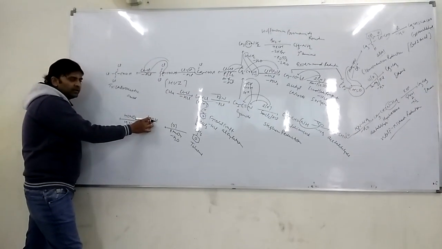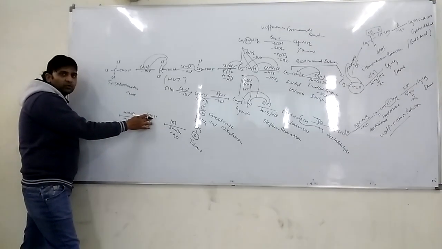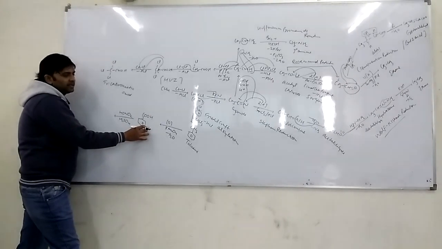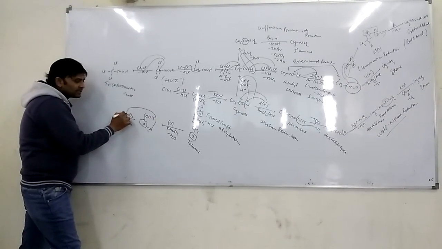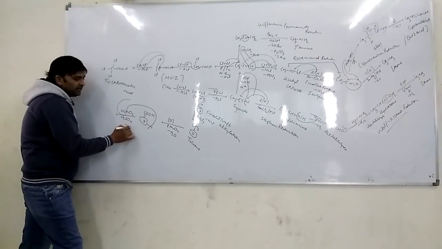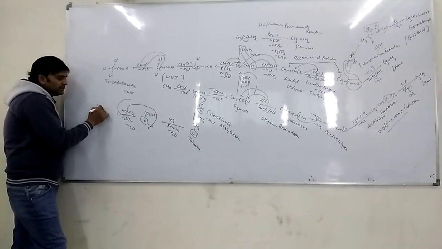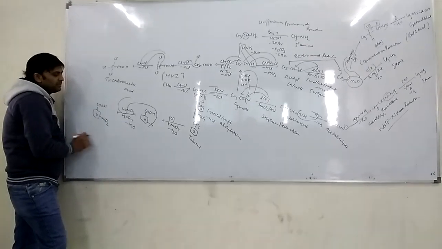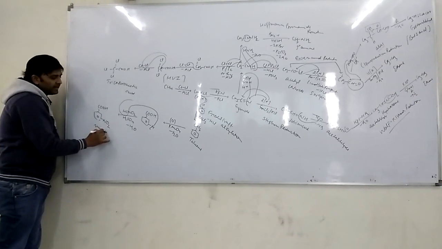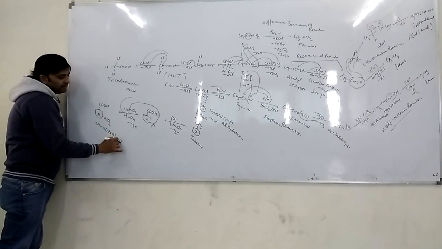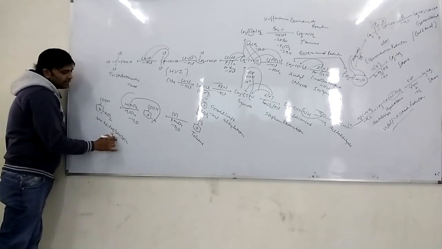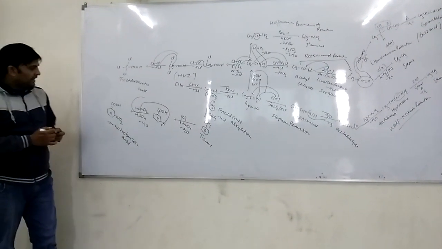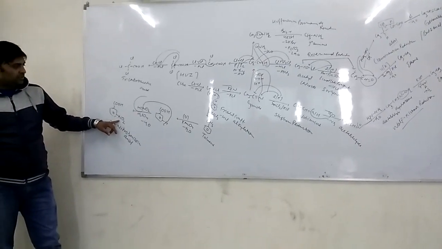You know this COOH group is a meta-directing group. What does it mean? The electrophile will attack at the meta position, and this H combined with OH releases a molecule of water. This is COOH, and the NO2 group is attached at the meta position. What will you get? You will get meta nitrobenzoic acid.